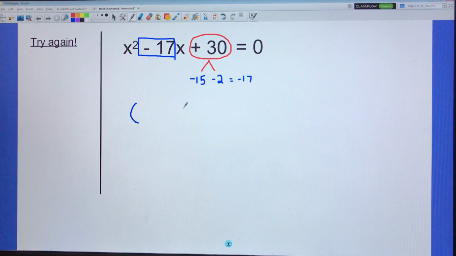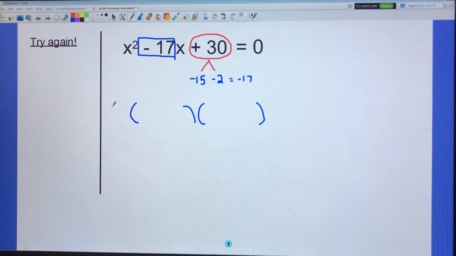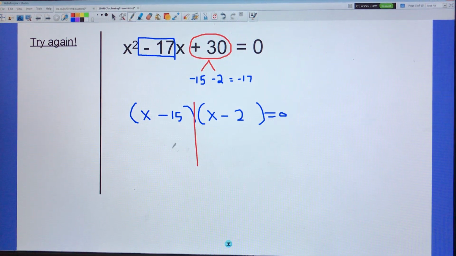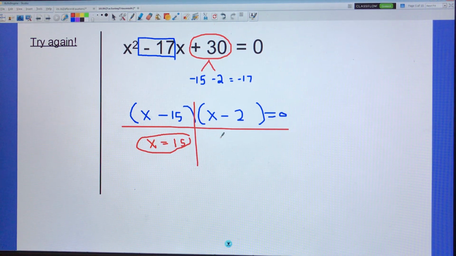So our factored answers are x minus 15, x minus 2 equals 0. And then to find your solutions, it's always just the opposite number if there's no number in front. So x equals positive 15, x equals positive 2. Okay, that was pretty easy. Let's do 2 more really quick.